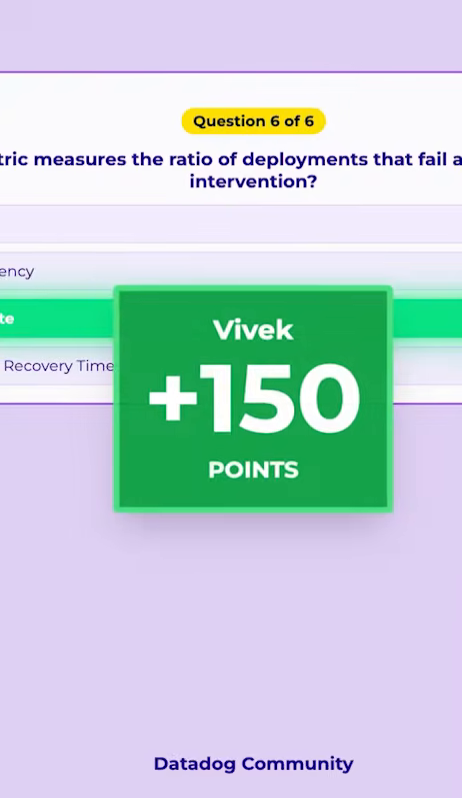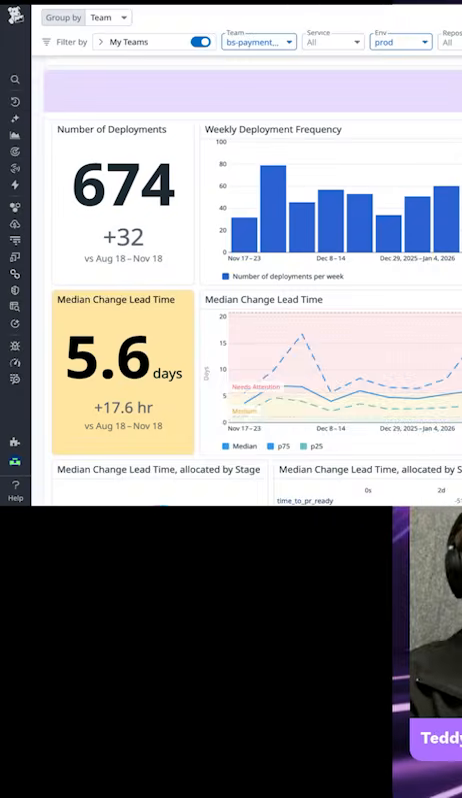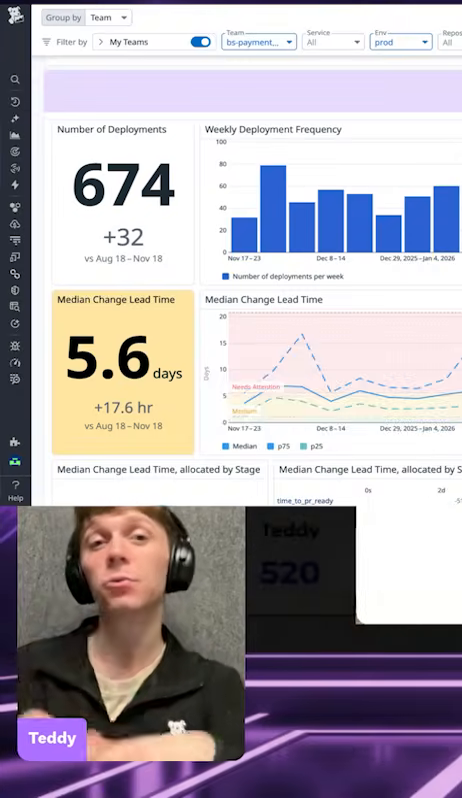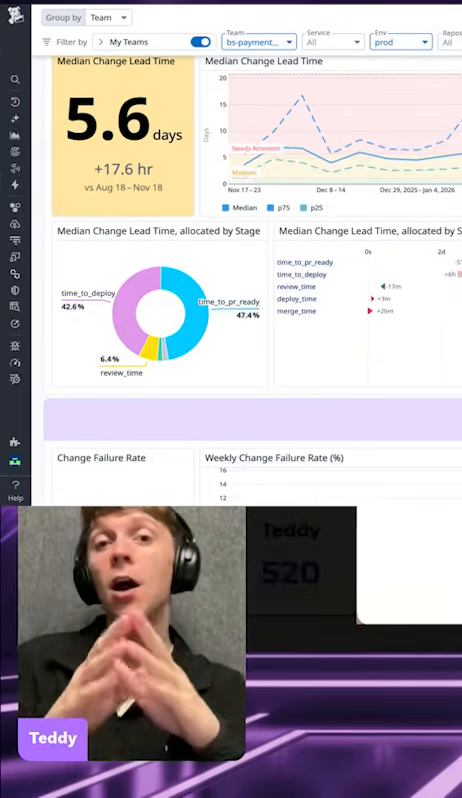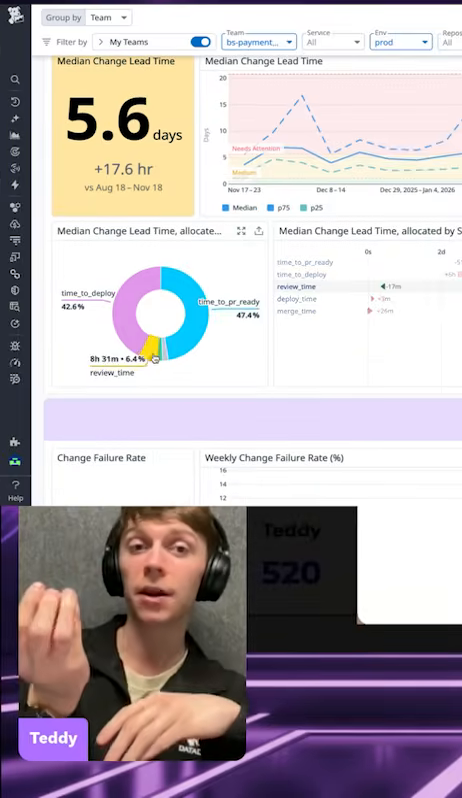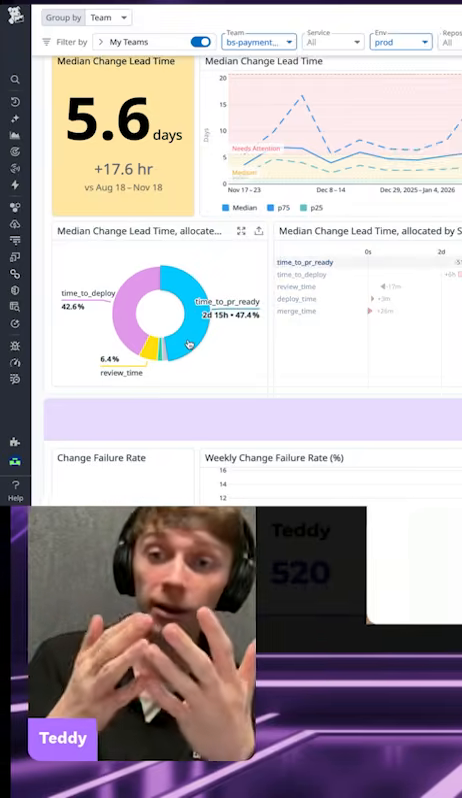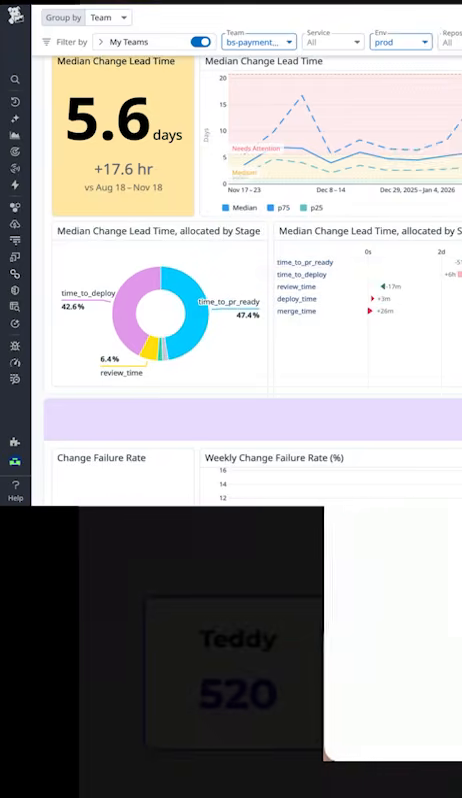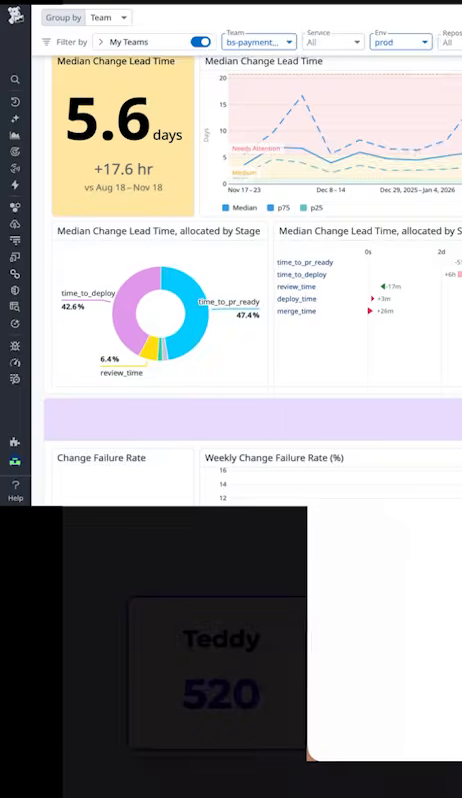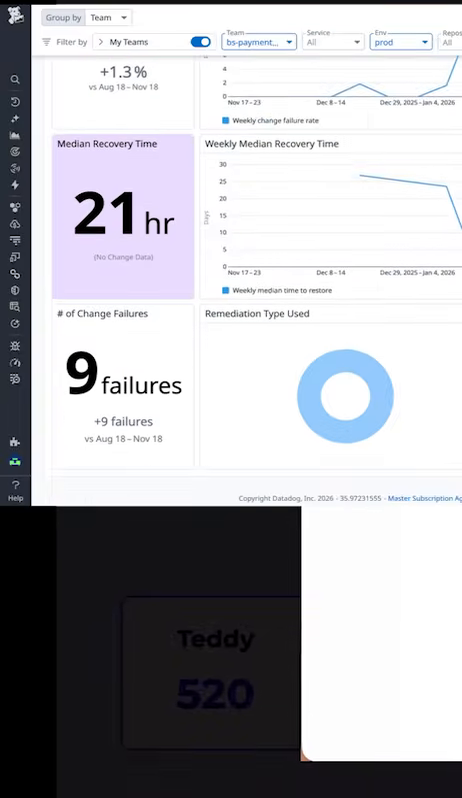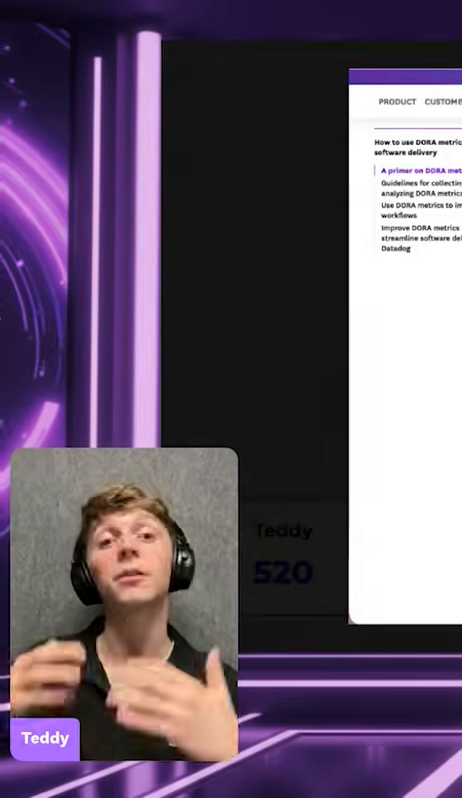Oh, such a good, close competition here. Teddy, tell us about change failure rate in Datadog. So within Datadog, we capture change failure rate by actually capturing these remediation events, which can be either a rollback or a roll forward. And by doing that, we can also compute the change failure rate as well as the failed deployment recovery time directly.